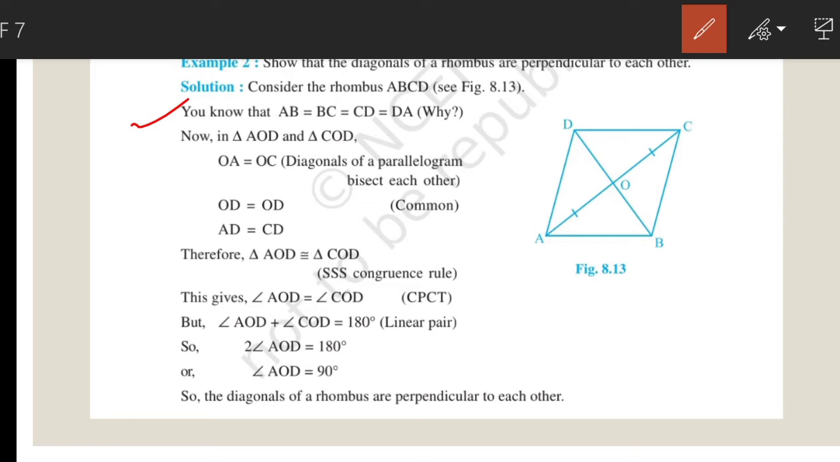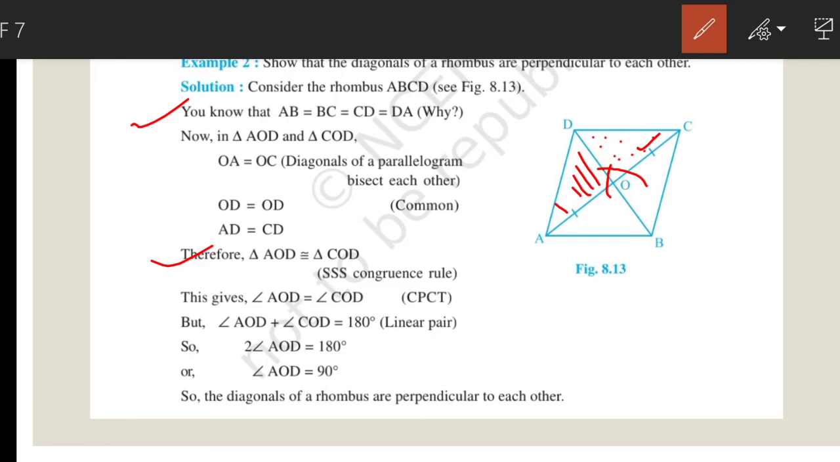Now we will consider triangles AOD and COD, the shaded and the dotted one. Here AO is equal to OC as we know the diagonals bisect each other. OD is a common side. AD is equal to CD as it is a property of a rhombus. So we can say triangle AOD and triangle COD are congruent by the SSS congruency rule. Since the triangles are congruent, we can say angle AOD is equal to angle COD by CPCT.